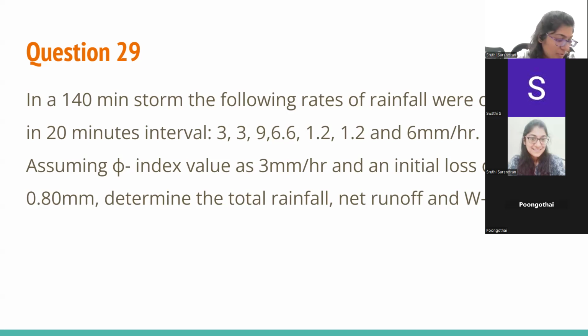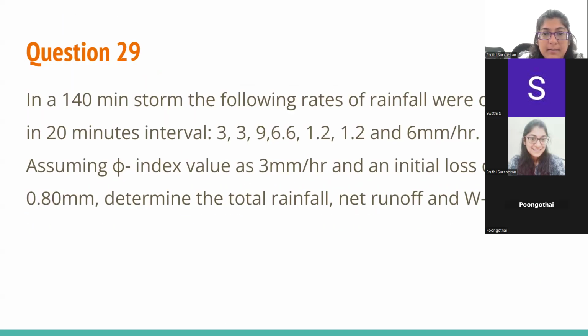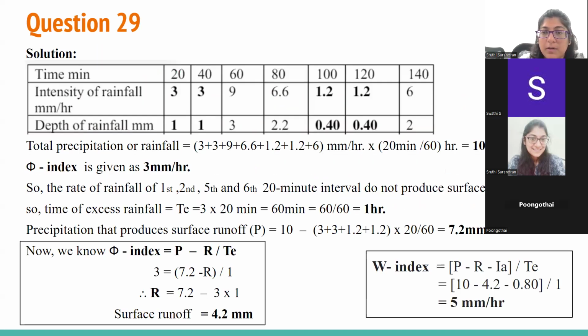Okay, let's move on to the solution. So we see that at the 20th minute we have 3, the 40th minute we have 3, 60th minute 9, 6.6, 1.2, 1.2, and 140th minute 6. So we'll first convert all of this depth of the rainfall into mm.